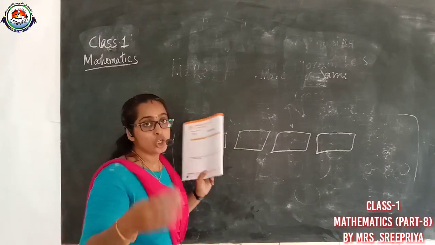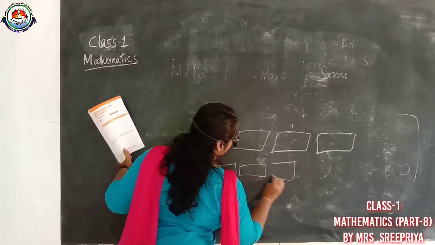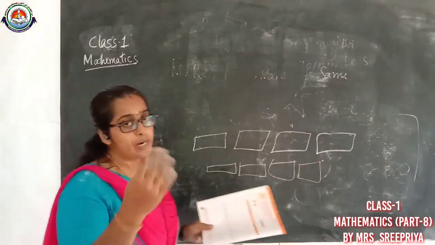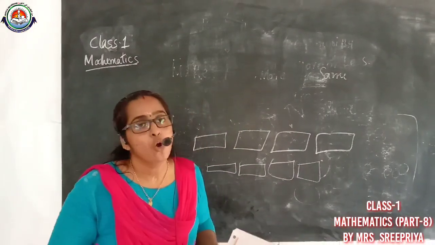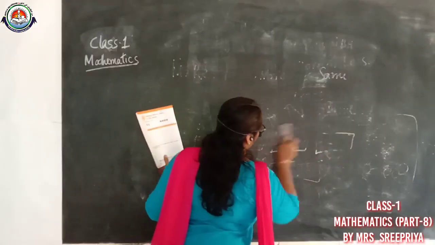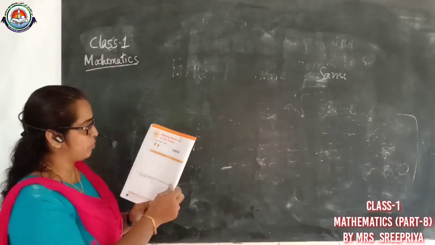But we need to draw more. 4 are there. 5, 6, 7, 8. As many as you want you can draw, but it should be more than 4. Very good. Finish. Did all finish or not? Yes, very good. Okay, next question.